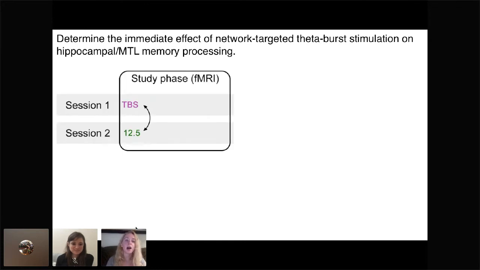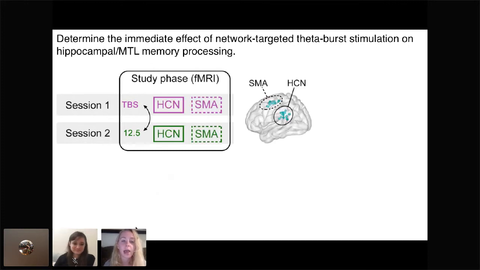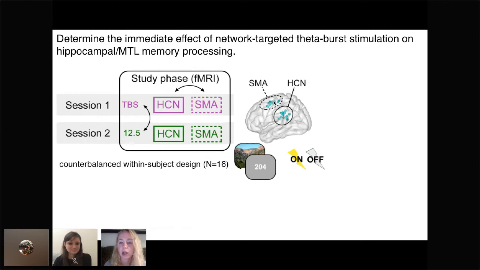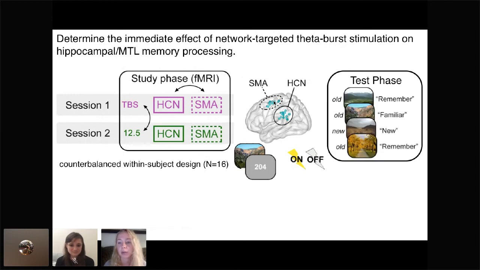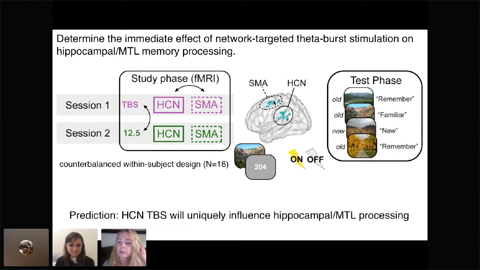Okay, thanks. Just to sum this up, subjects came in for 2 different sessions where they received either TBS or alpha, and stimulation was delivered to an HCN site in the parietal cortex or an out-of-network location in the supplementary motor area. These conditions were counterbalanced. They saw scenes and numbers with TMS on versus off, and they were tested after the session.